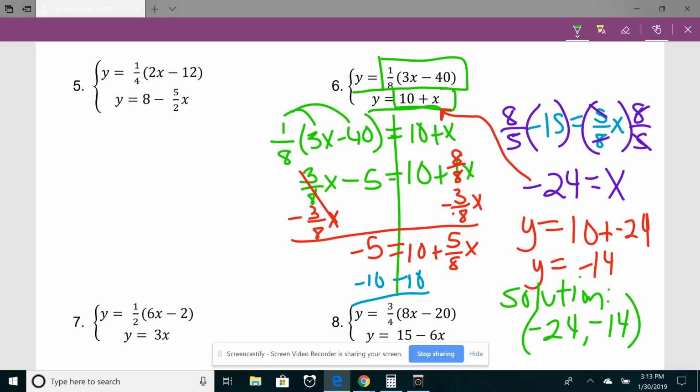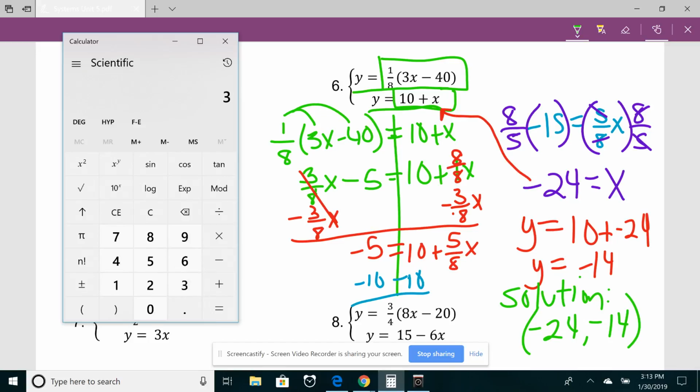And I can also check with the other one to make sure it's also negative 14. So I do 3 times negative 24 minus 40, divided by 8. Oops, let me double check that. Sorry. 3 times negative 24 equals negative 72, minus 40 equals negative 112, divided by 8, which is negative 14. So it works out.